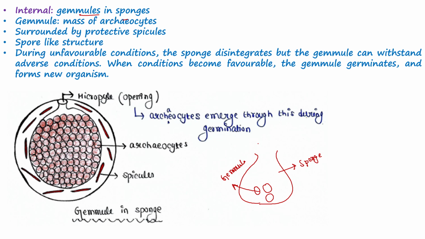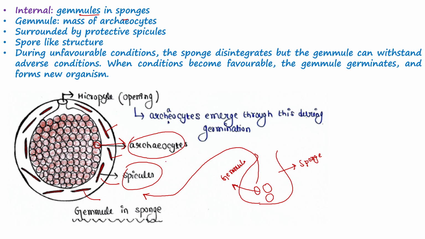A gemmule is a mass of totipotent cells. Those cells are called archaeocytes. If I zoom in on this gemmule here, you can see that these are some cells. These are the totipotent cells, called archaeocytes. These cells are surrounded by a thorn-like structure. You can see here, these are called spicules. Actually, these spicules provide protection to the archaeocytes.